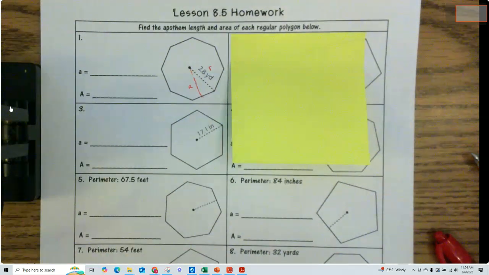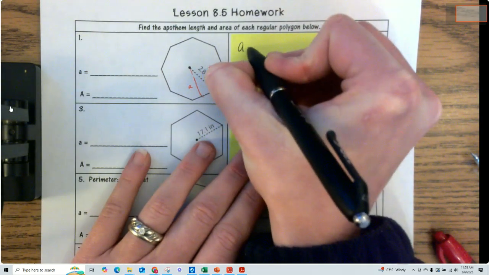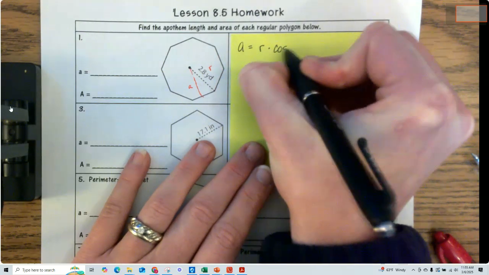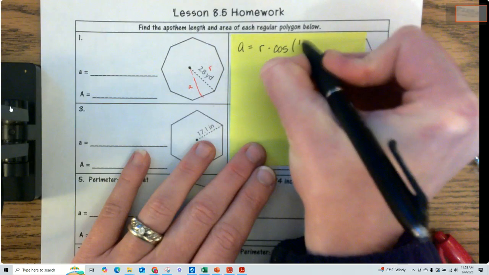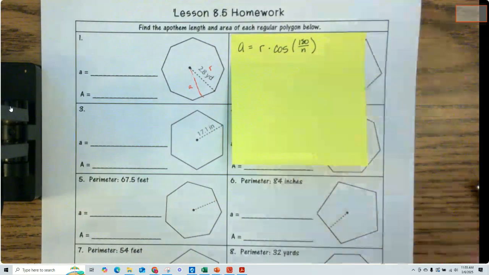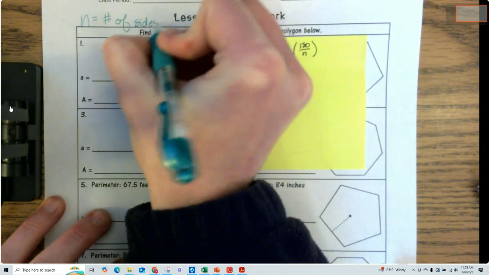Okay? So the first formula that we have, if we've got the radius, we can find the apothem. That is A equals R times the cosine of 180 over N. N equals the number of sides, wherever you want to write that.